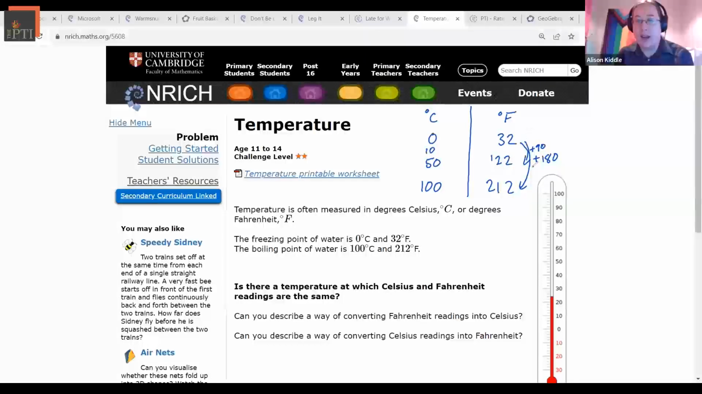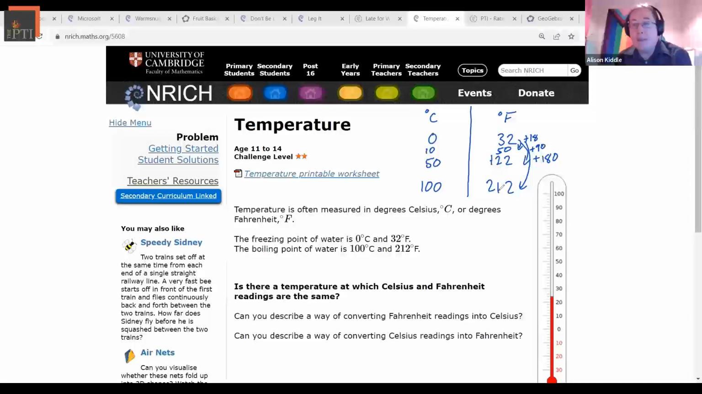And then I might say, well, okay, what if I wanted to go up by 10 degrees? Well, 100 degrees was 180, so 10 degrees must be going up in 18s, and so 32 plus 18 is 50. So I've worked out that 10 Celsius is 50 Fahrenheit, 50 Celsius is 122 Fahrenheit, 100 Celsius is 212 Fahrenheit. And then I can start thinking about the bigger question of, is there a temperature at which Celsius and Fahrenheit readings are the same?